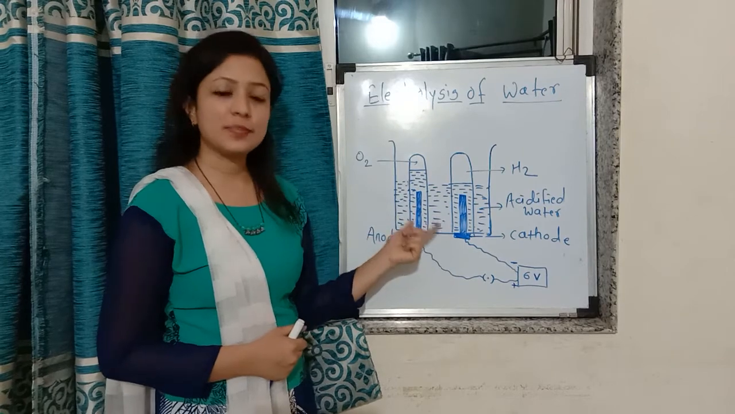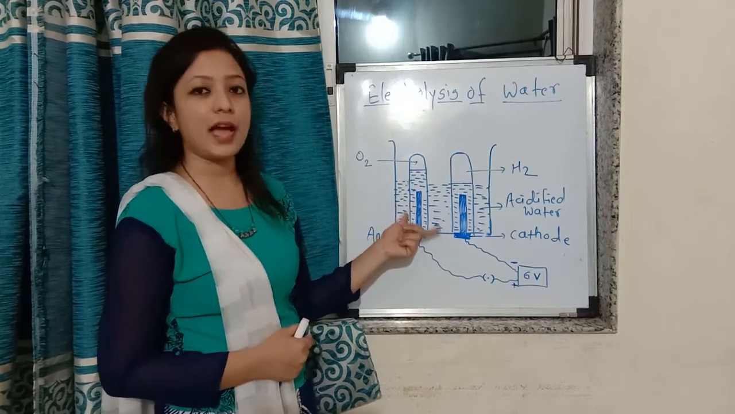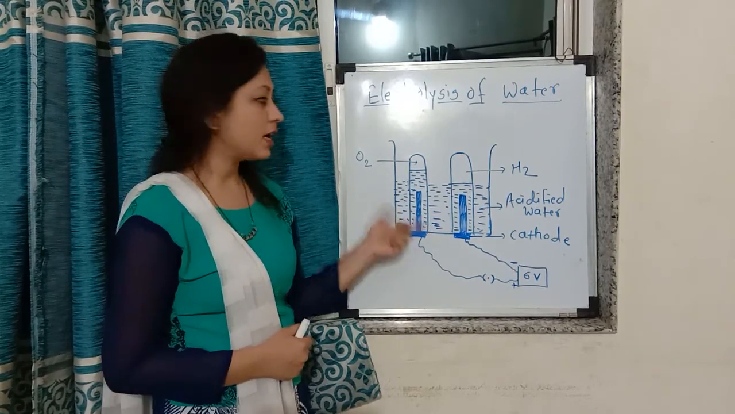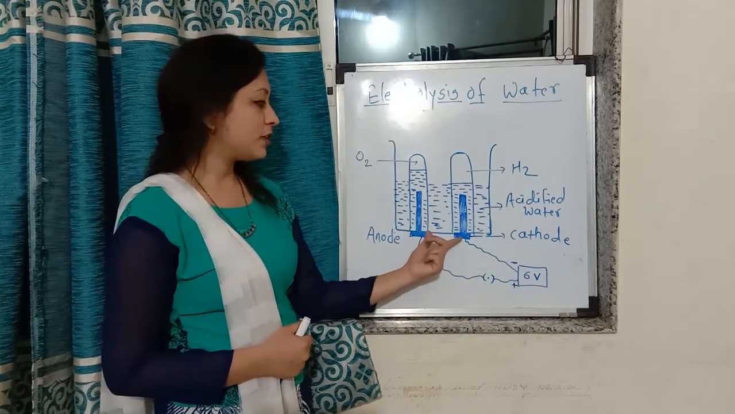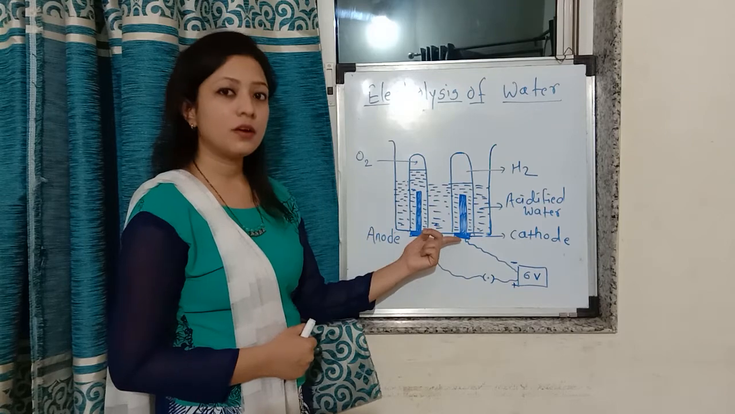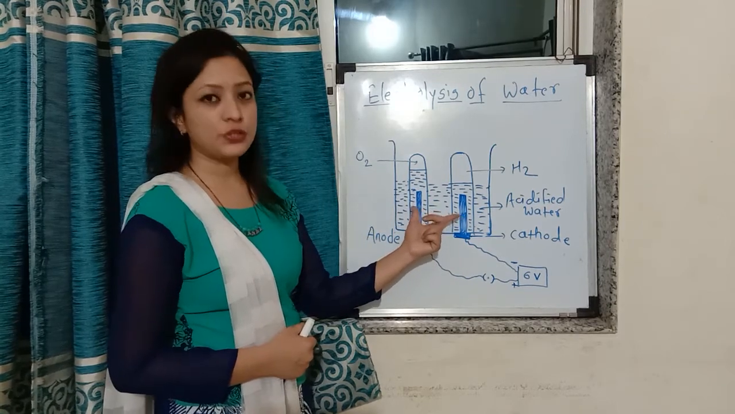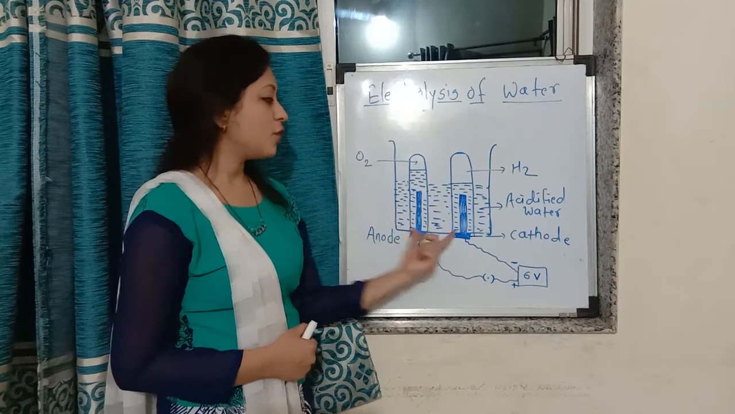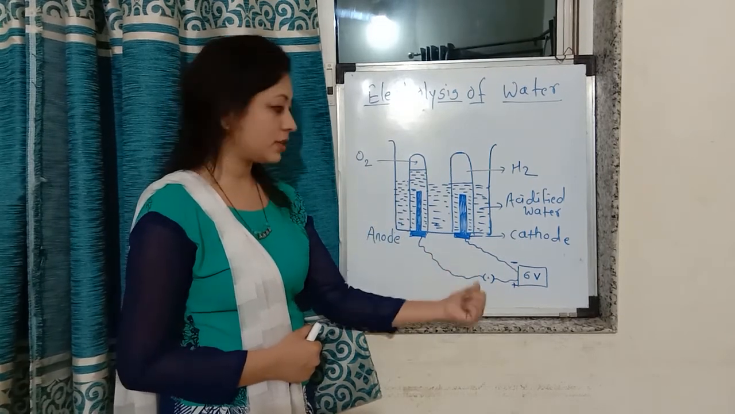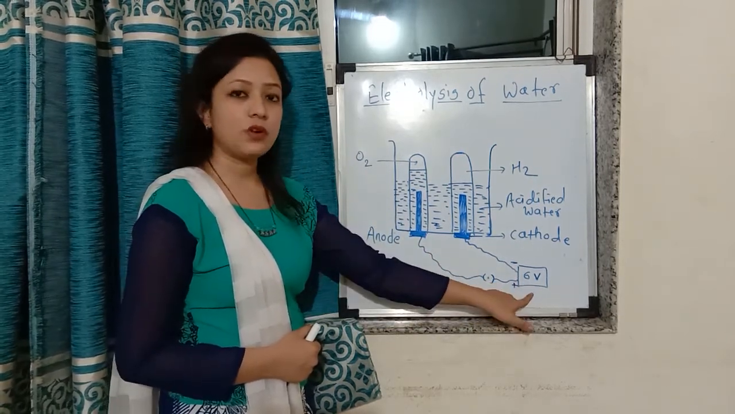This is the experimental apparatus required to carry out electrolysis of water. Let us see what the requirements are for this activity. You will require one beaker or one mug. You will require two graphite electrodes, that is cathode and anode. You will also require wires for the connection, a key and a 6-volt battery.